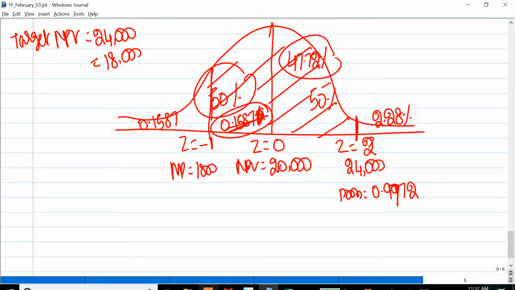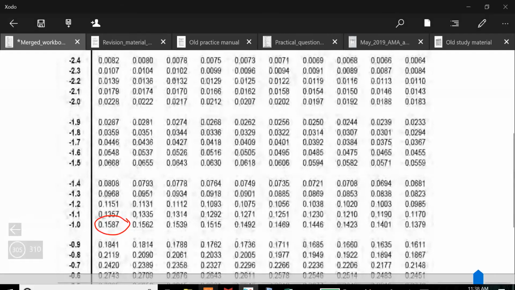It's a very good concept to be aware of, because you can attach probability to anything. You can attach probability to anything with the help of Z table analysis. Let's do a problem on this now.